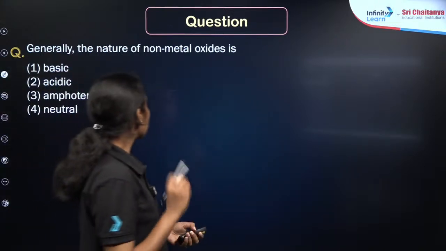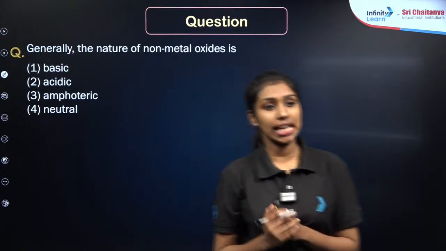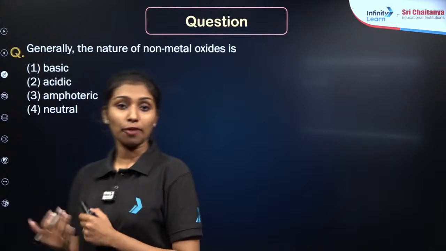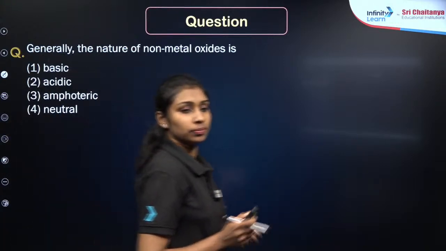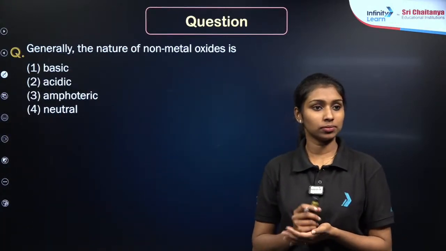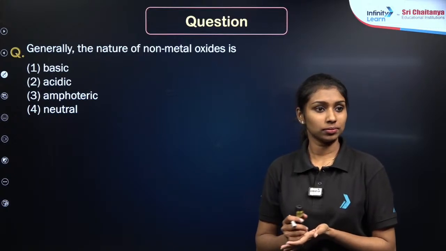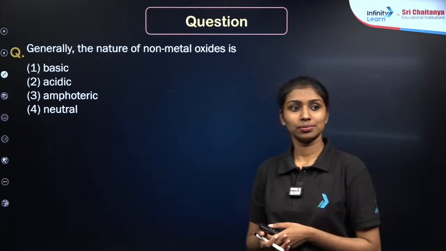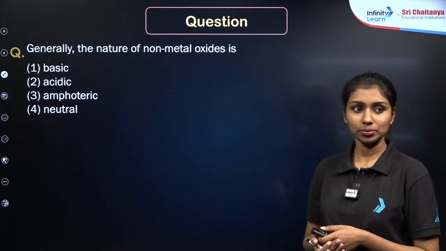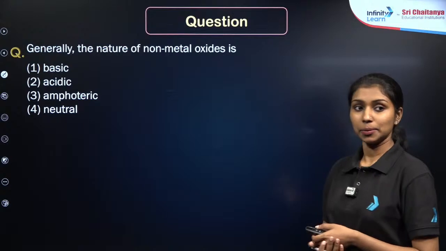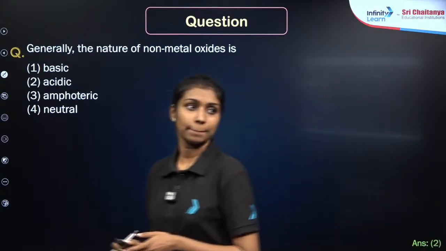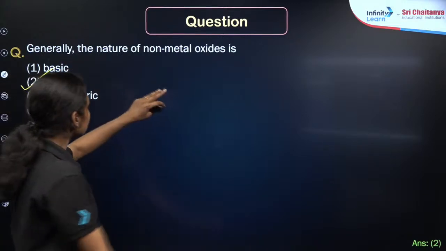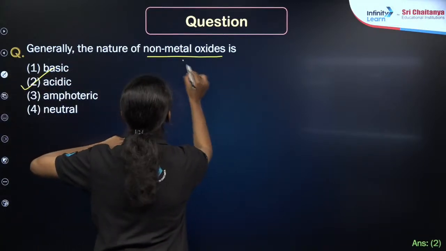Here is the second question for you. Generally, the nature of non-metal oxides is whether it is acidic, basic, amphoteric or neutral. What will be the answer? Option B, right? Option 2, acidic. Non-metal oxides are commonly known as the acidic oxides.